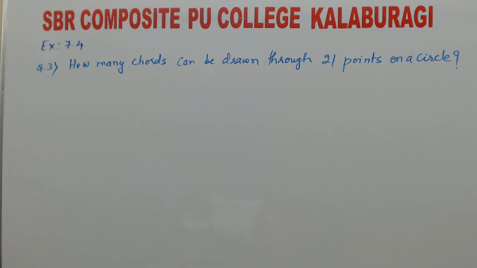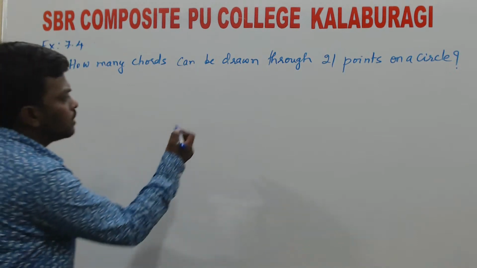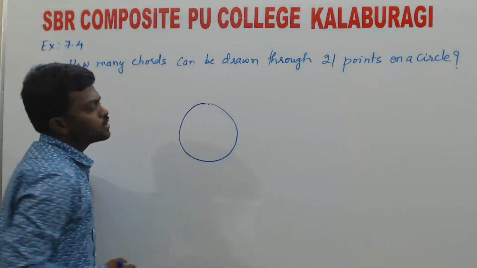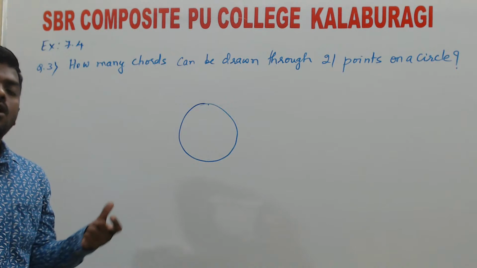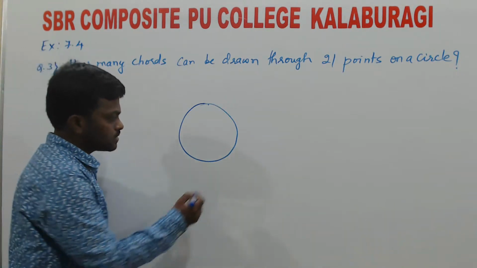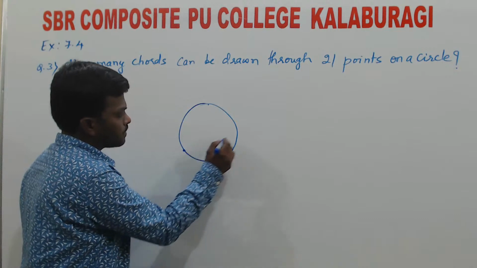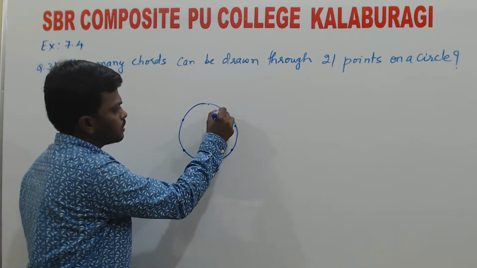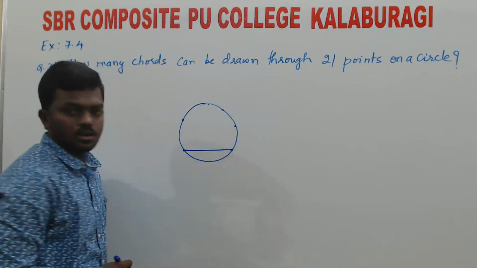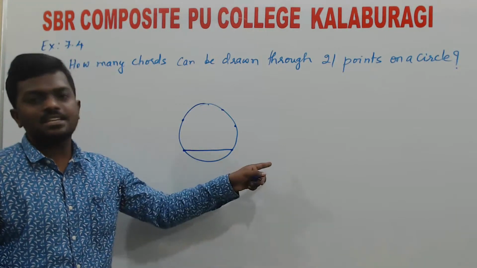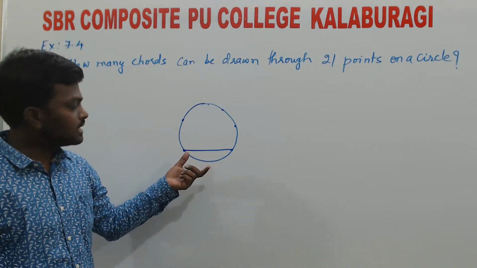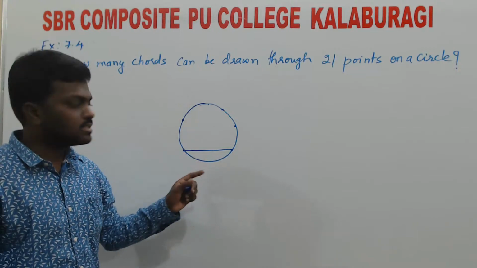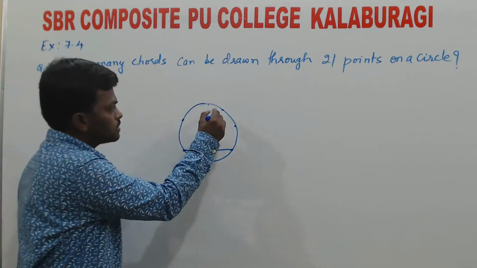So what do you mean by chord, students? Just recall your high school. So a chord is nothing but, okay, so this is our circle. A chord is nothing but a line segment connecting 2 points on the circle's circumference. Okay, if it cuts the circumference, it's nothing but a secant. Is that clear? So if a line segment touches the 2 points on the circle circumference, it's nothing but a chord.